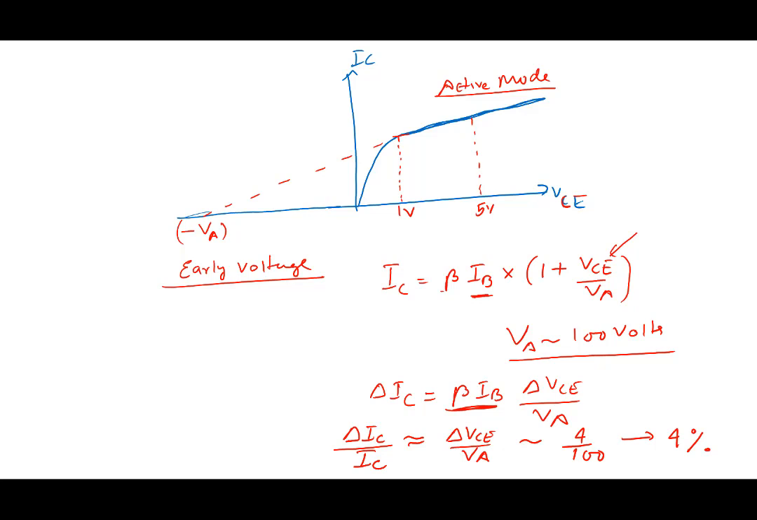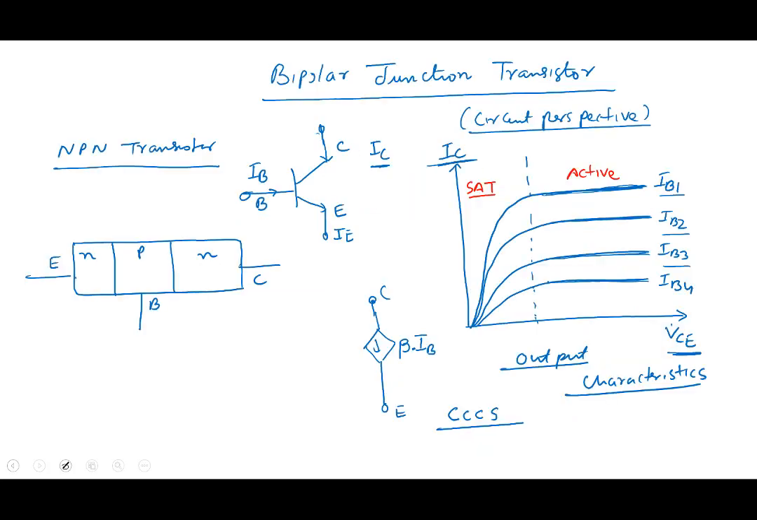Right? Typical value may be 100 volts here, and therefore you find that when you go from 1 volt to 5 volt, current is only changing by 4%. All right, so that's the thing to keep in mind here. Normally it is beta IB, but if you want to be more accurate, then we multiply it by 1 plus VCE by VA. We multiply it by that particular factor to be more accurate. So that's how the transistor appears in the active mode.